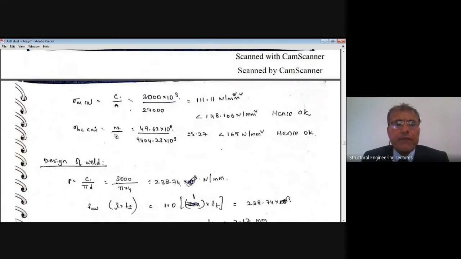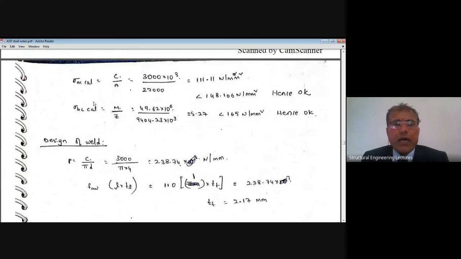Hence, okay, now I'll calculate the actual axial compressive stress. Actual axial compressive stress is equal to the total compressive force on the periphery of the girder, divided by the area of this girder, 27,000 mm square. It now works out to 111.11 N/mm square, which is less than the permissible axial compressive stress, 148.106 MPa.